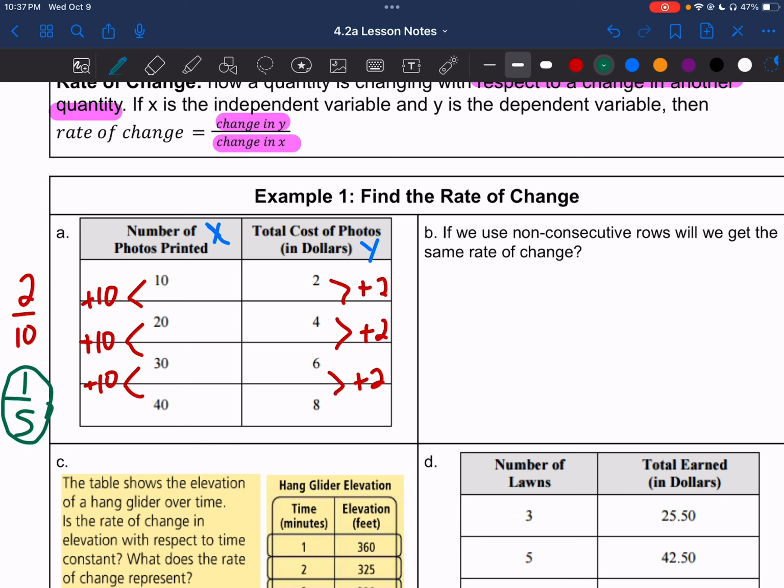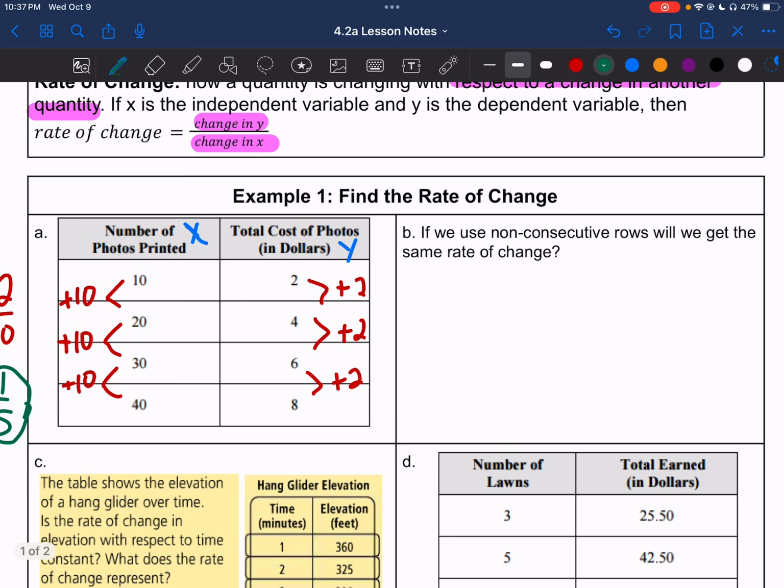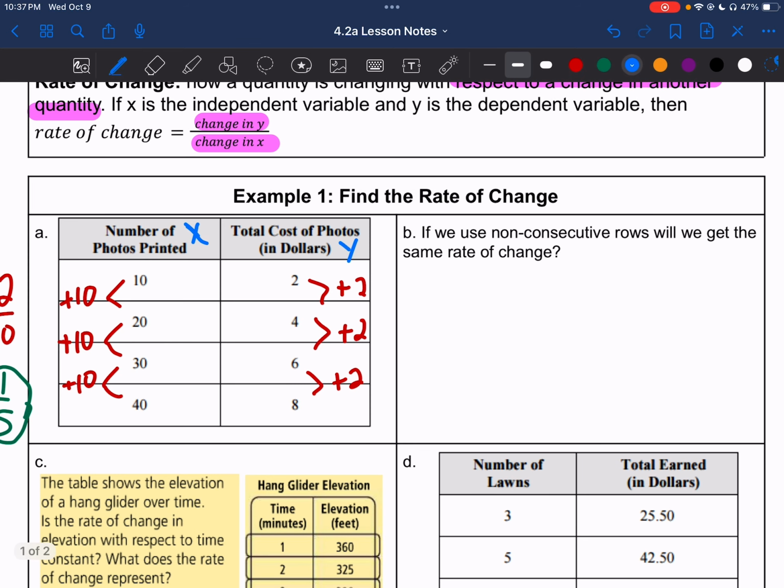Now, the next question says, if we use non-consecutive rows, will we get the same rate of change? So if I go, let's say, for example, from 2 to 6, my change is going to be plus 4. And on this side, if I go from 10 to 30, my change is plus 20. And if I do that, 4 over 20, I reduce to the same 1 over 5 value.